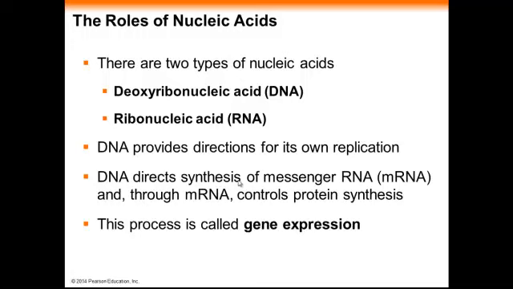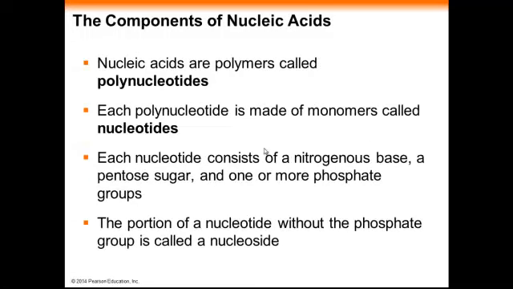It also directs the synthesis of messenger RNA, which is a particular type of RNA that controls protein synthesis. This process is called gene expression. We're going to spend a lot more time on that in a later chapter. As we mentioned earlier, the components of nucleic acids are nucleotides, so therefore the polymer is called a polynucleotide. Each nucleotide consists of three components: a nitrogenous base, that is to say a molecule made up of various nitrogen atoms and other atoms, a sugar, and then one or more phosphate groups. The portion of a nucleotide without the phosphate is called a nucleoside.